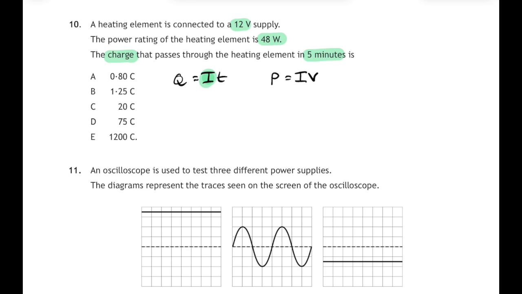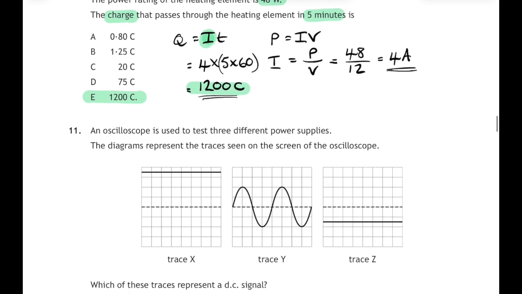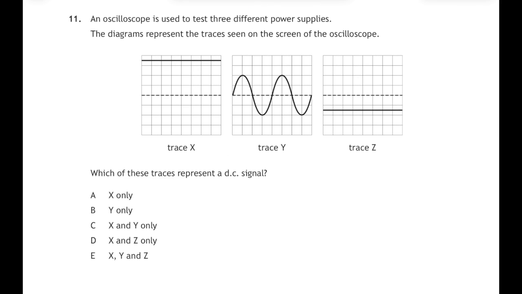We're going to use P equals IV, rearrange it, so I equals P over V. The power was 48, the voltage was 12, so the current must be 4 amps. We can then substitute that into the charge equation. So it'll be 4 times the time. Now the time is 5 minutes. Don't forget to change that into seconds. So 5 times 60 is 300, and 300 times 4 is 1,200 coulombs. And that corresponds to answer E. That's 10E.